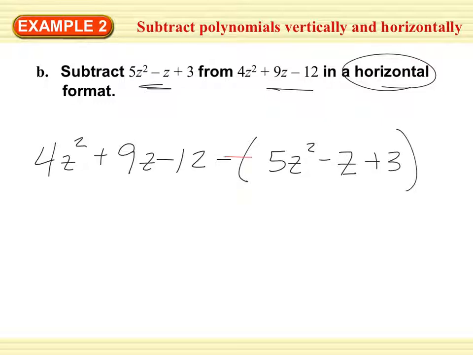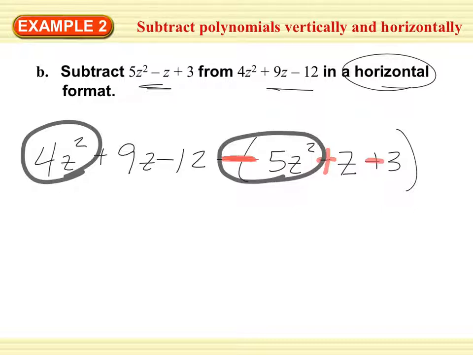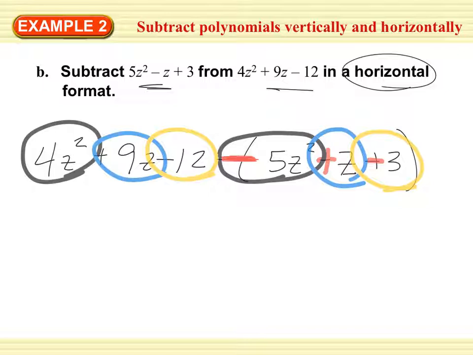Okay, so I need to distribute that negative sign. So that makes -5 plus z and -3. We've got z squareds, but let's include the negative. Z and a z, and we need one more color: a constant and a constant. So let's collect our colors, or our like terms.